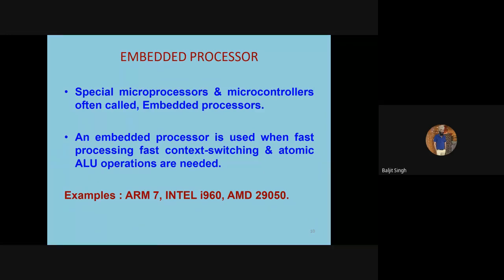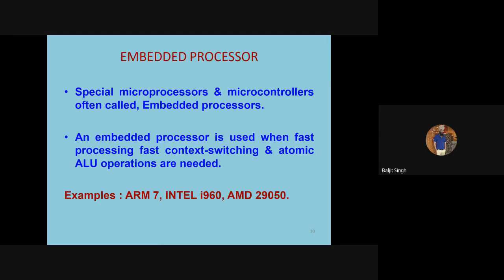Then coming to embedded processors, special microprocessors and microcontrollers, often called embedded processors. An embedded processor is used when fast processing, fast context switching, and atomic ALU operations are needed. So atomic ALU operations are like atomic, from atom. We all understand that it is the smallest unit. Not nowadays in chemistry, but here this term has been derived keeping in view this aspect only.